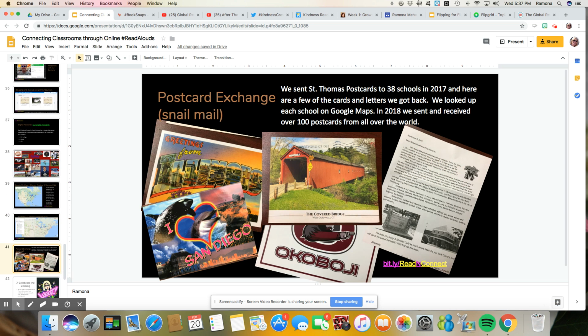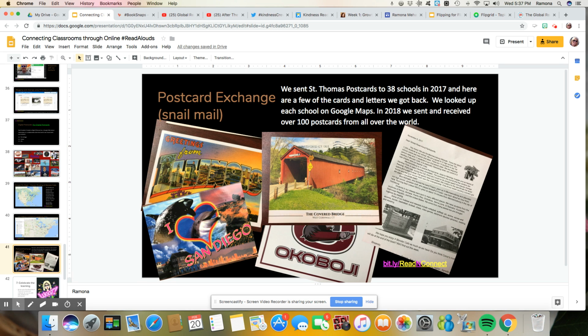Of course, you can always do the old snail mail too. These are from 2017. We sent out postcards with pictures of Jumbo, because we're St. Thomas, on them. In 2017, which is our first time in the Global Read Aloud, we sent them to 38 schools. And here are a few of the cards and letters that we got back. And then we would look each one up on Google Maps.